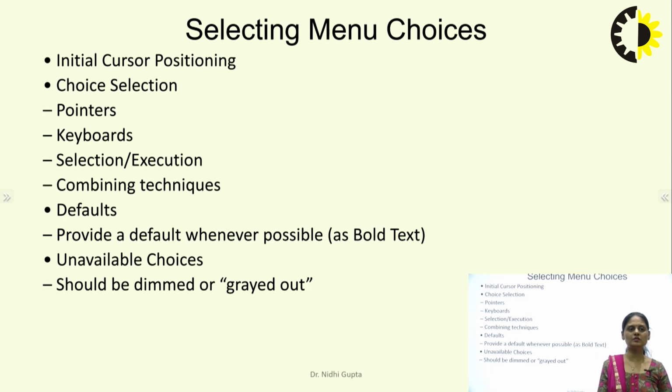Unavailable choices should be dimmed or grayed out. It should not happen that if I am writing a text, some of the choices are not applicable to that. We generally see in MS Word or any of the Microsoft tools that some of the choices get disabled automatically. It is the right way. Just like that, if we are writing anything and some choices are not applicable, then the user must have the idea that these choices will not be applicable to this particular work. So it should be grayed out, not black and not bold.